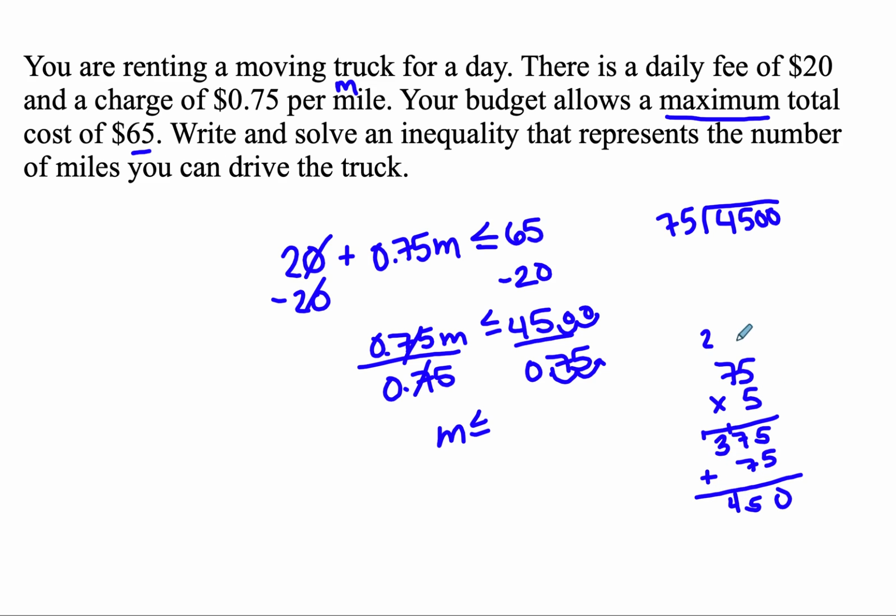Yeah, so actually I did times 5 and it wasn't enough. I added another 75 there and got 6. So 6 times 75 is 450 exactly. I get a 0. Got to deal with this 0 though. Bring it down. It's going to go in 0 times. All right, so m is less than or equal to 60 miles.